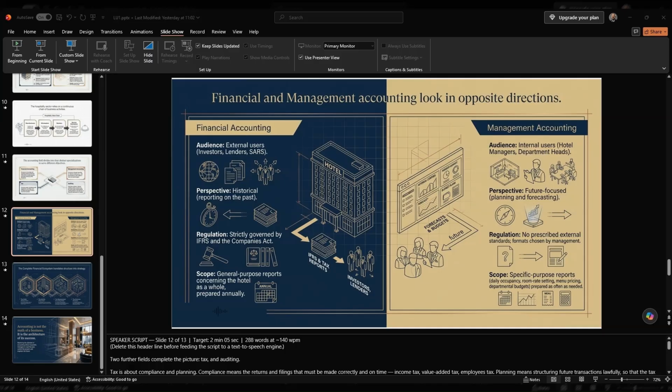And if you remember nothing else from this session, remember the chain that holds it all together. Somebody needs to make a decision. The decision requires information. The information must be useful, which means relevant and faithfully represented. Producing it requires a system. That is accounting. The roots first, then the tree.